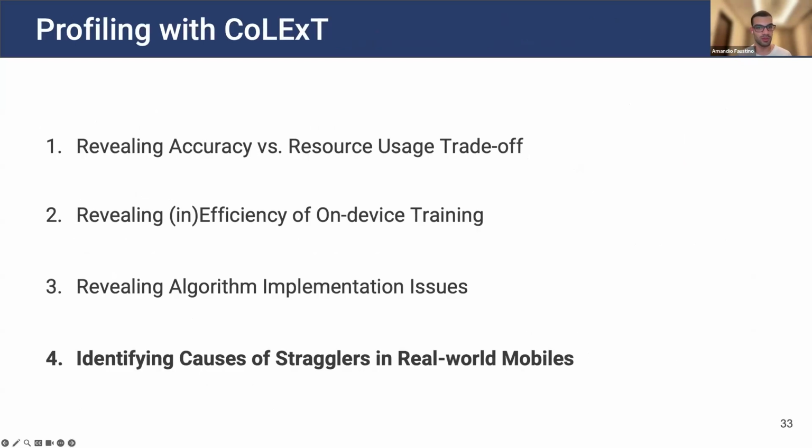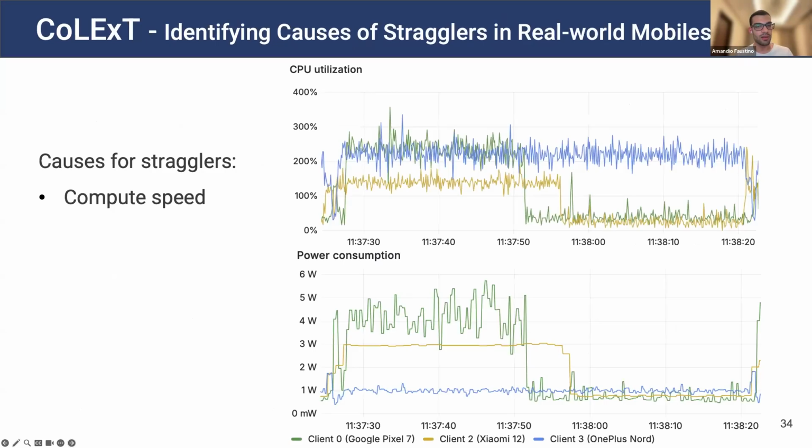Okay, for the last one, we're going to talk about an example with smartphone devices. We did a lot of extensive experiments with smartphones that identified two main causes for mobile stragglers, which are, as expected, both due to hardware heterogeneity. First, there's compute speed differences, which can be very noticeable during model training, not as much during inference.